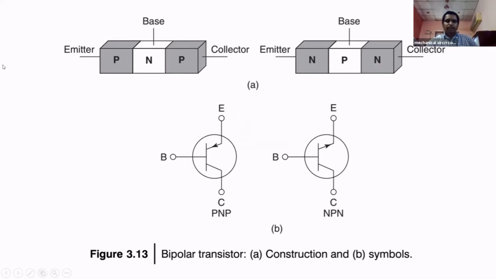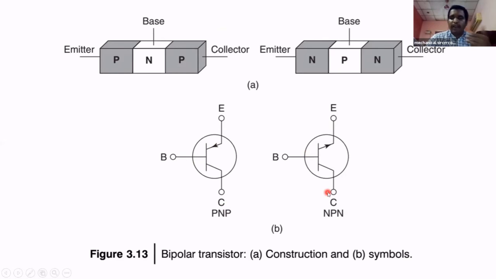I already told you the emitter and collector are made with the same material. For PNP, the emitter and collector are P and the base is N. For NPN, the emitter and collector are N and the base is P. This is the PNP transistor, this is the NPN transistor. Now these are the symbols of the transistor. See, this is base, this is emitter, this is collector. Here also base, emitter, collector.